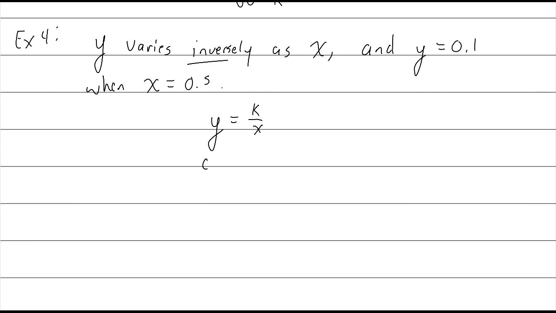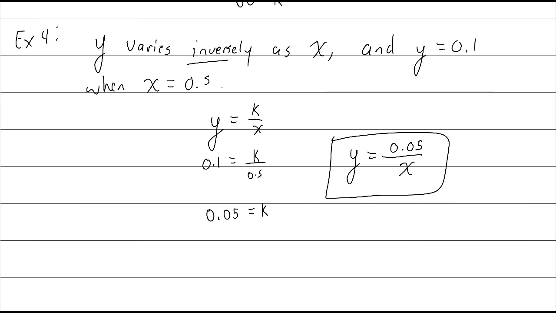Y is 0.1 when x is 0.5, so I have to multiply both sides by 0.5. 0.1 times 0.5 is 0.05. So that's it. Y is equal to 0.05 over x. Again, once you identify what to do with that, that gives you the formula, basically, right? And you just kind of run with it.